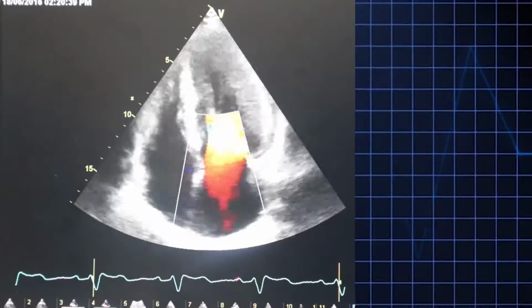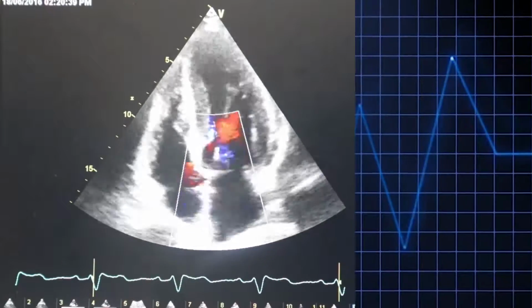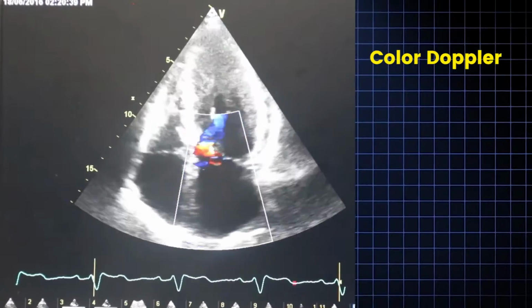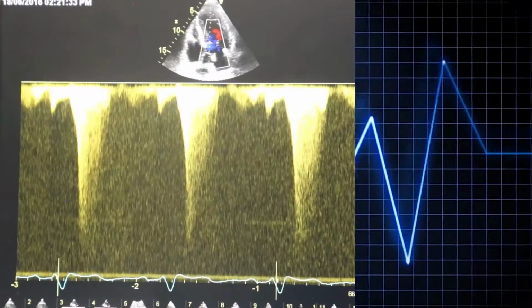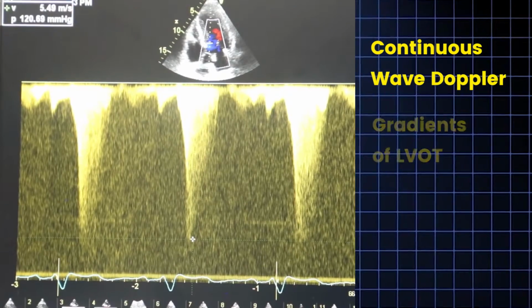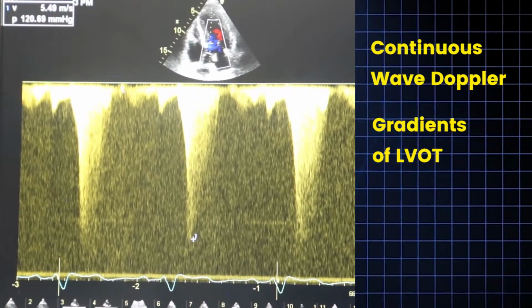Third, describe the hemodynamic effects. Using color Doppler and continuous wave Doppler, evaluate the gradients and measure your maximal LVOT gradient from multiple planes. Is the gradient more than 30 millimeters of rest? In this case, it's 120.